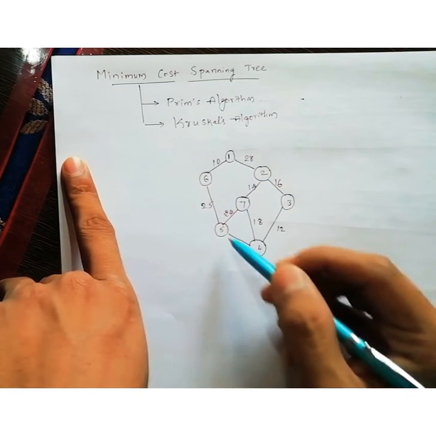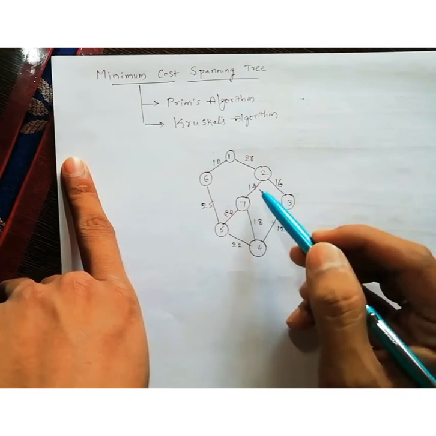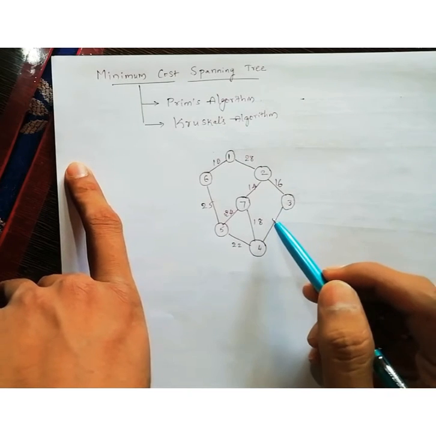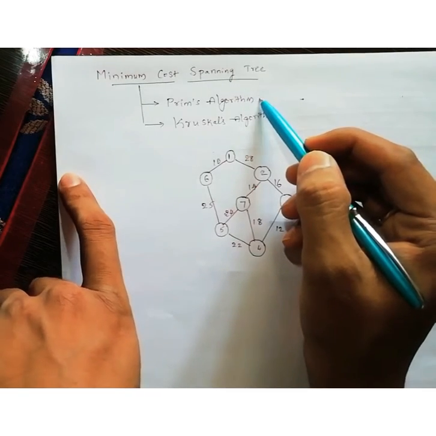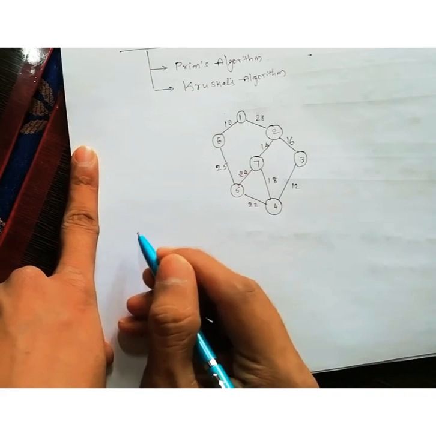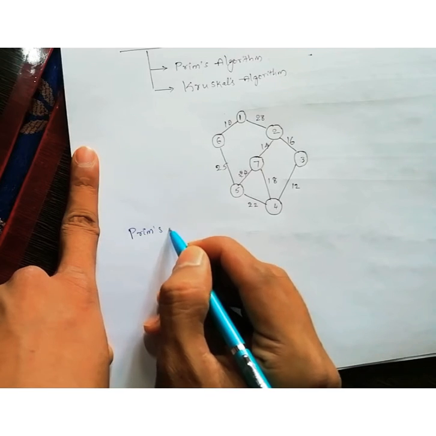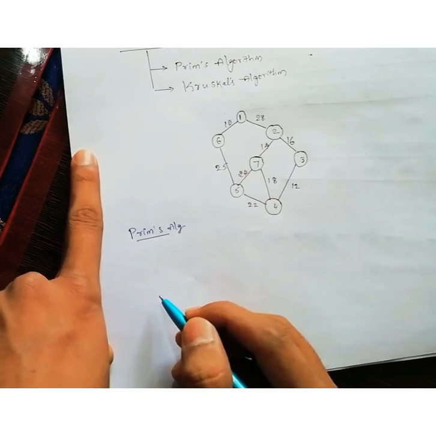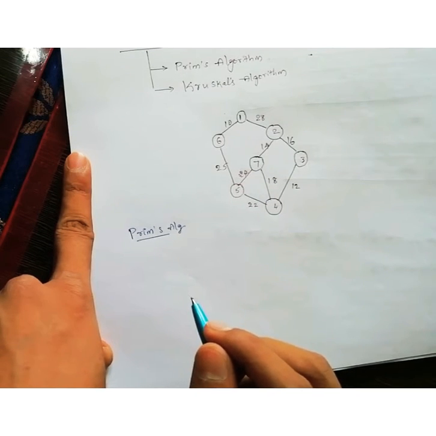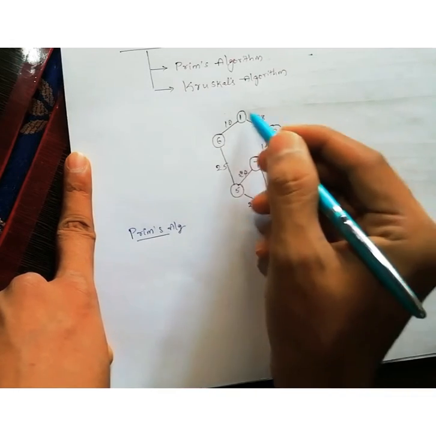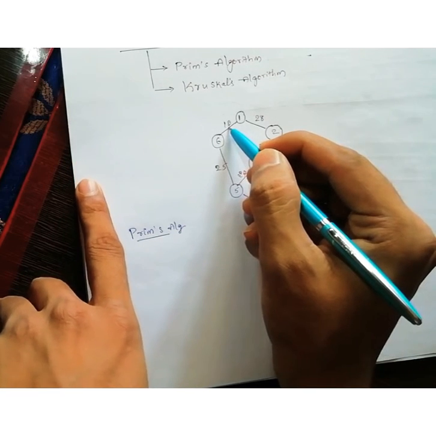Here we are having a graph having 7 vertices and 1, 2, 3, 4, 5, 6, 7, 8, 9 edges. So what we have to do is find a minimum cost spanning tree by using Prim's algorithm first. Here we are having only two rules. First, we have to select the minimum edge in the graph. So the minimum edge is 10 here. So I will consider this one first.